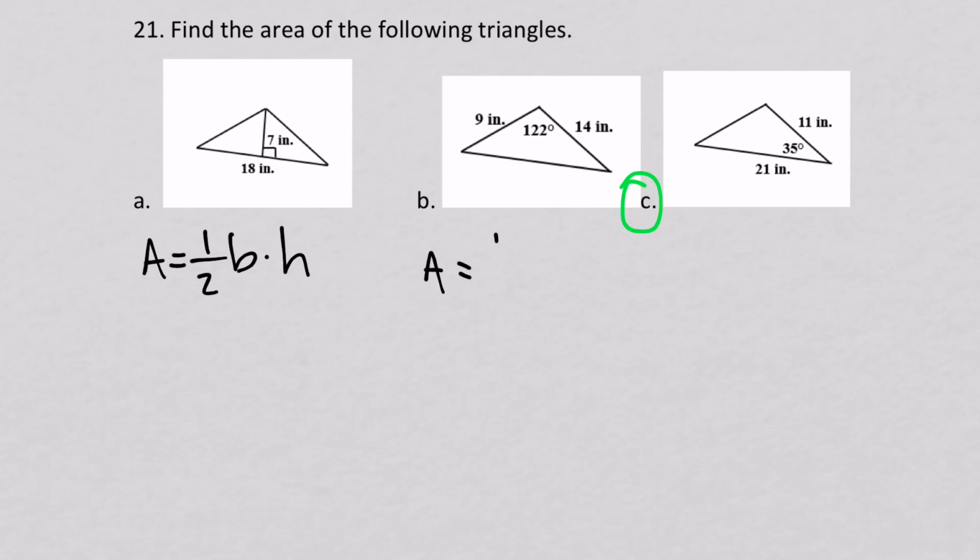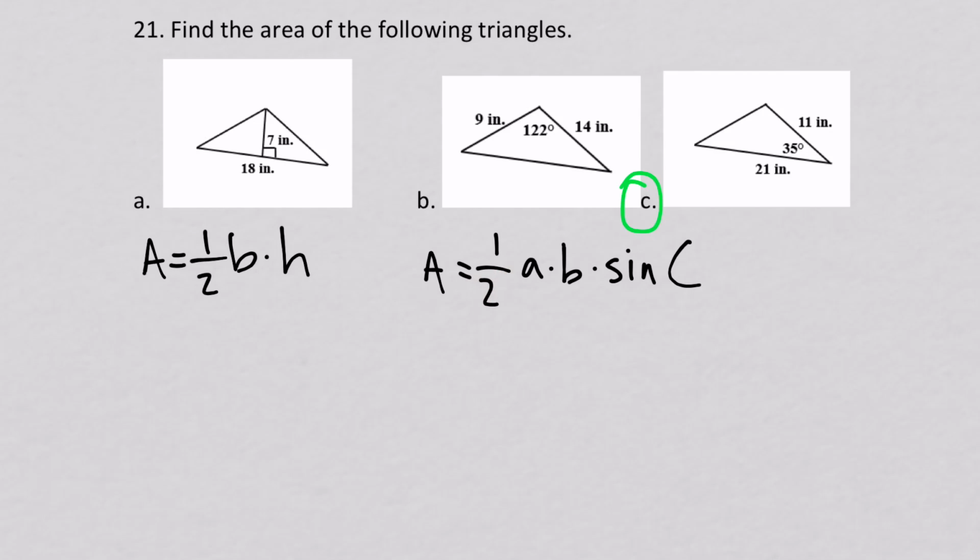What you can use is 1/2 A times B times sine of C, which really means find two sides and the angle between them, the angle that is included by those two sides, find the sine of that angle and then just multiply everything together times 1/2.